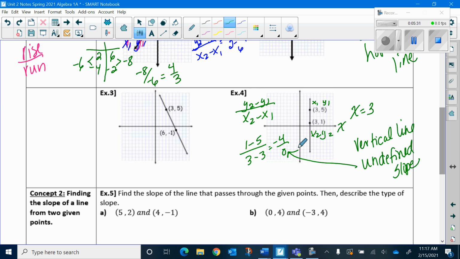Or my rise over run, it went up and down, but it didn't go across any, so it'd be divided by 0. So this one, make sure you try on your own. You should end up with a negative 2 as your slope.